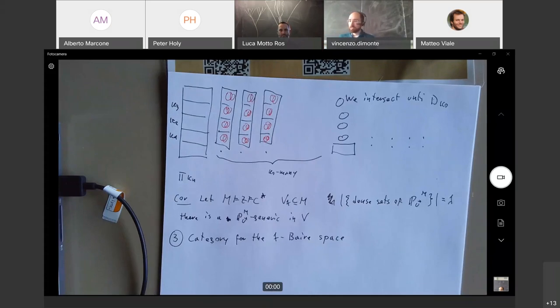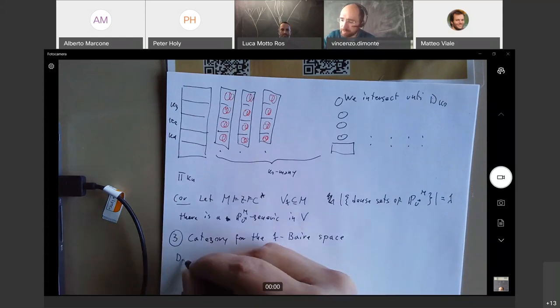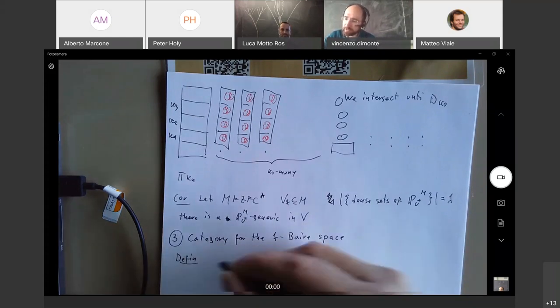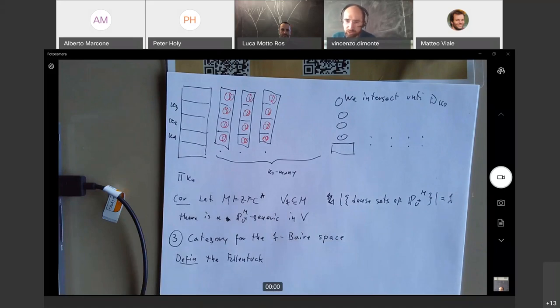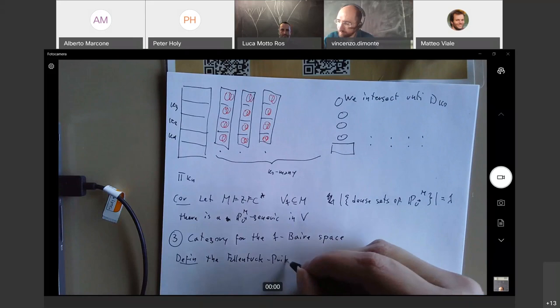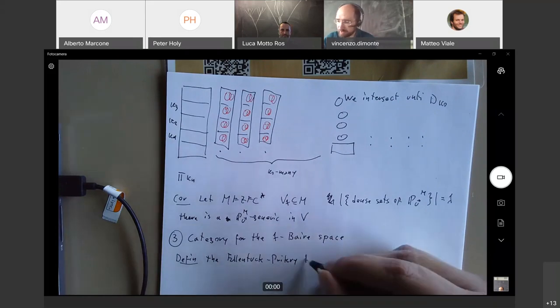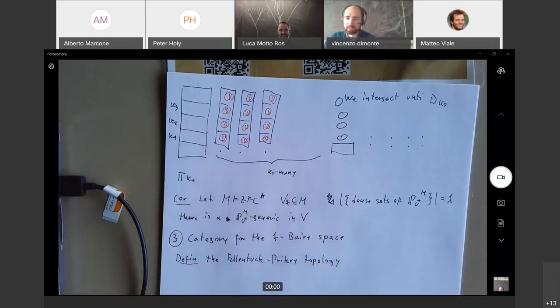Okay, so now we just defined an accessory topology, the forcing topology with the diagonal Prikry forcing. I called it the Ellentuck Prikry topology. Why? Because the Ellentuck topology is the forcing topology from the Mathias forcing, and because Prikry is Prikry. So I called it like this, but you're welcome to find a better name.